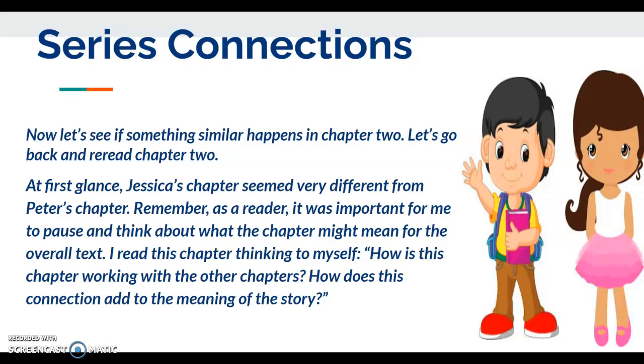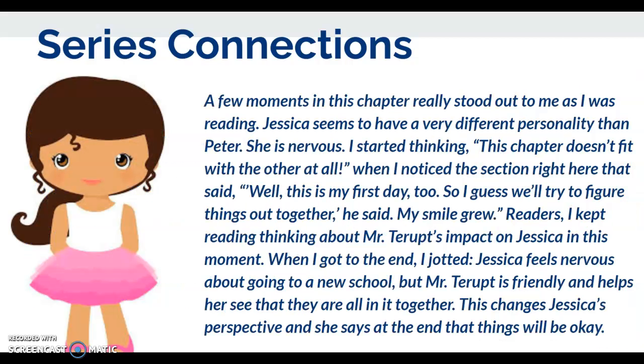Remember, as a reader, it was important for me to pause and think about what the chapter might mean for the overall text. I read this chapter thinking to myself, how is this chapter working with the other chapters? How does this connection add to the meaning of the story? A few moments into this chapter, it really stood out to me as I was reading. Jessica seemed to have a very different personality than Peter. She's nervous. I started thinking, this chapter doesn't fit with the other chapter at all.